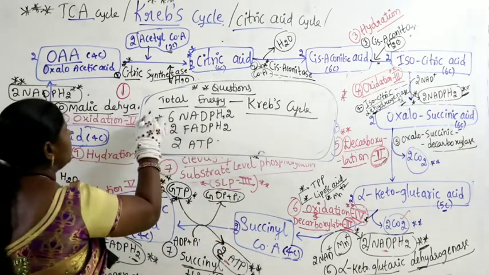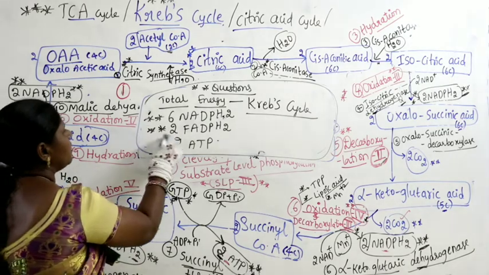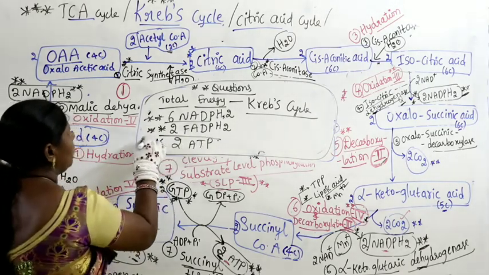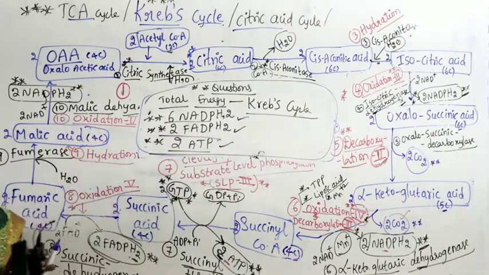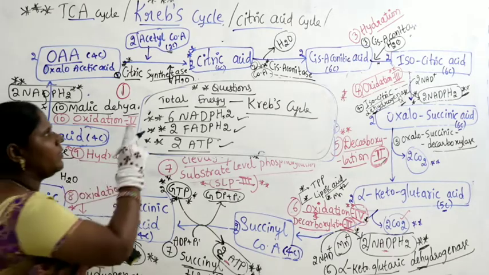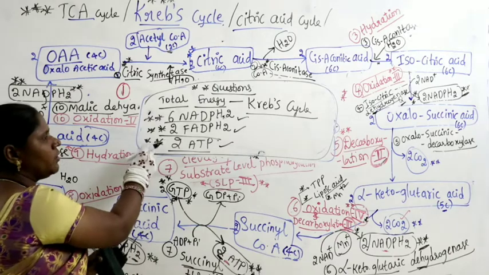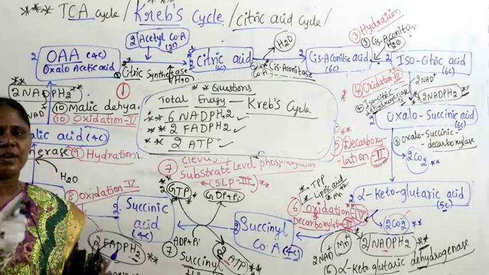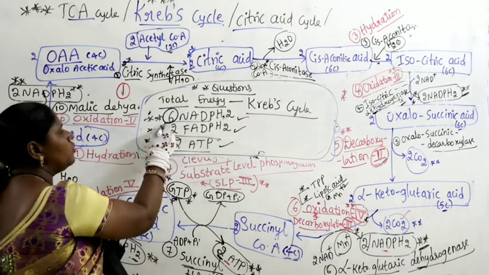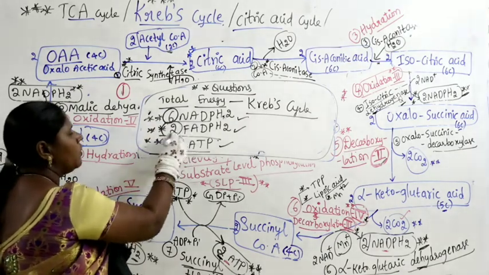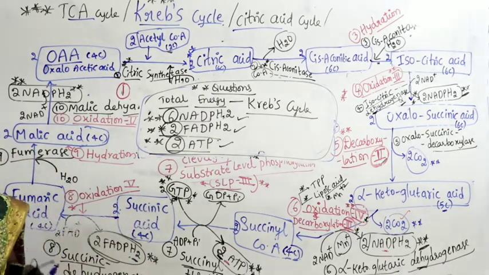How many molecules? 6 molecules of NADH2, 2 molecules of FADH2 and 2 molecules of ATP. This is the energy produced at the time of Krebs cycle. Very important. Copy this point and make sure that you remember it. As a result of Krebs cycle, there is a production of 6 molecules of NADH2, 2 molecules of FADH2, 2 molecules of ATP. Very important.